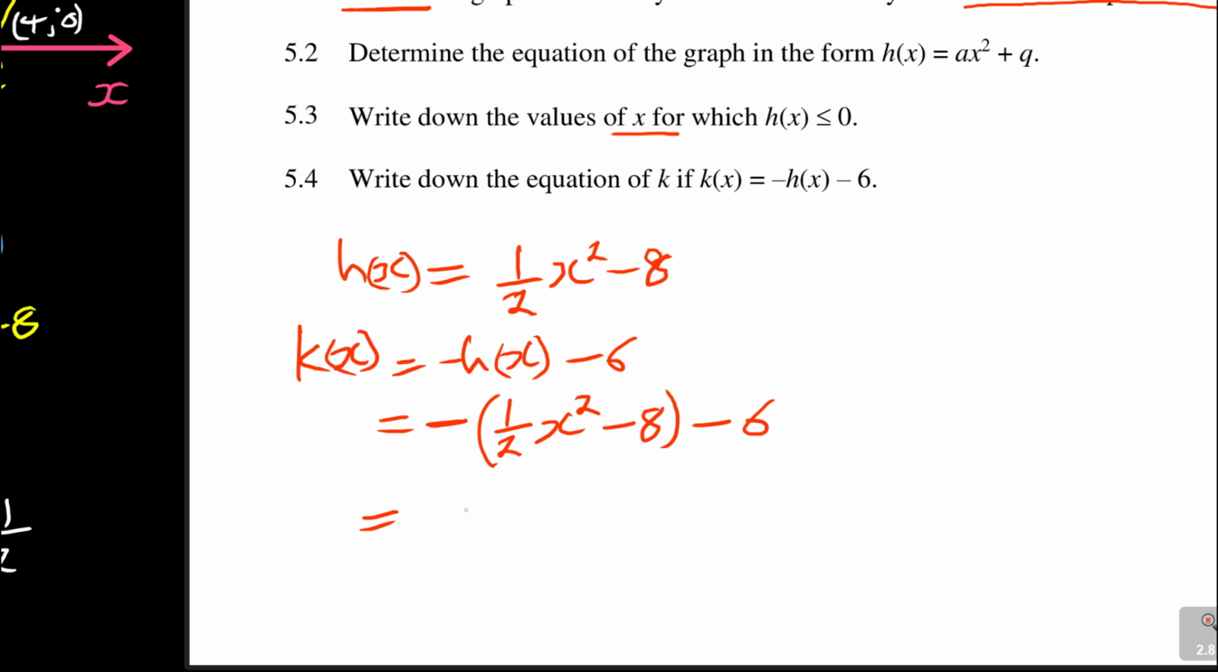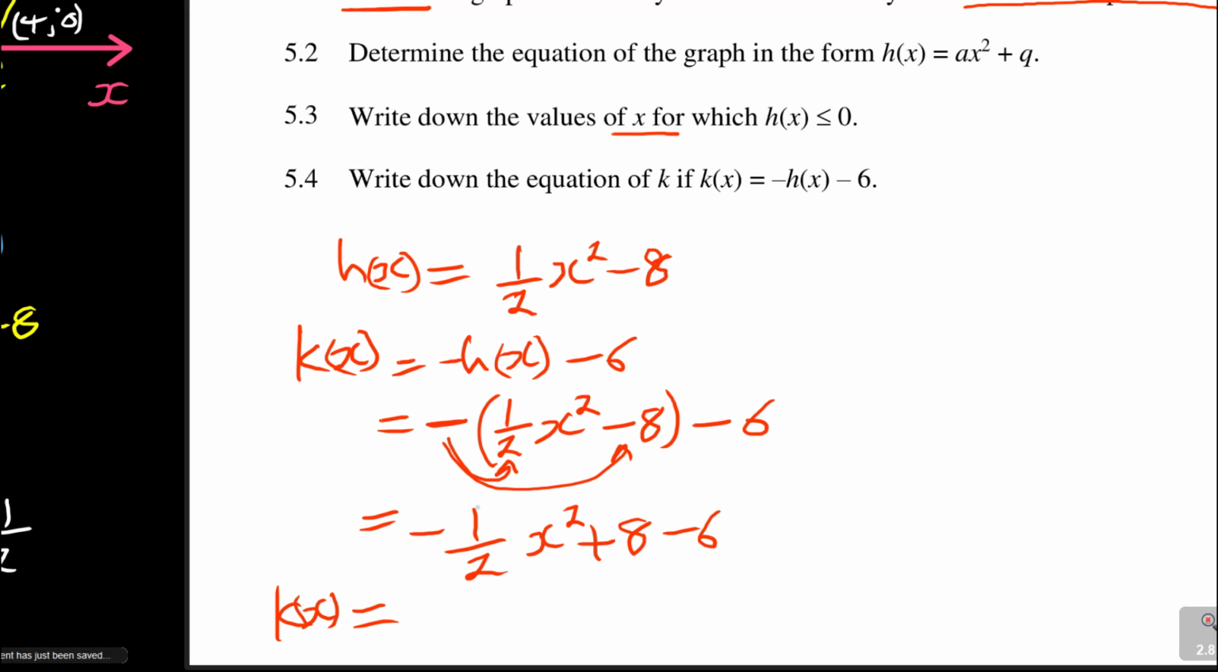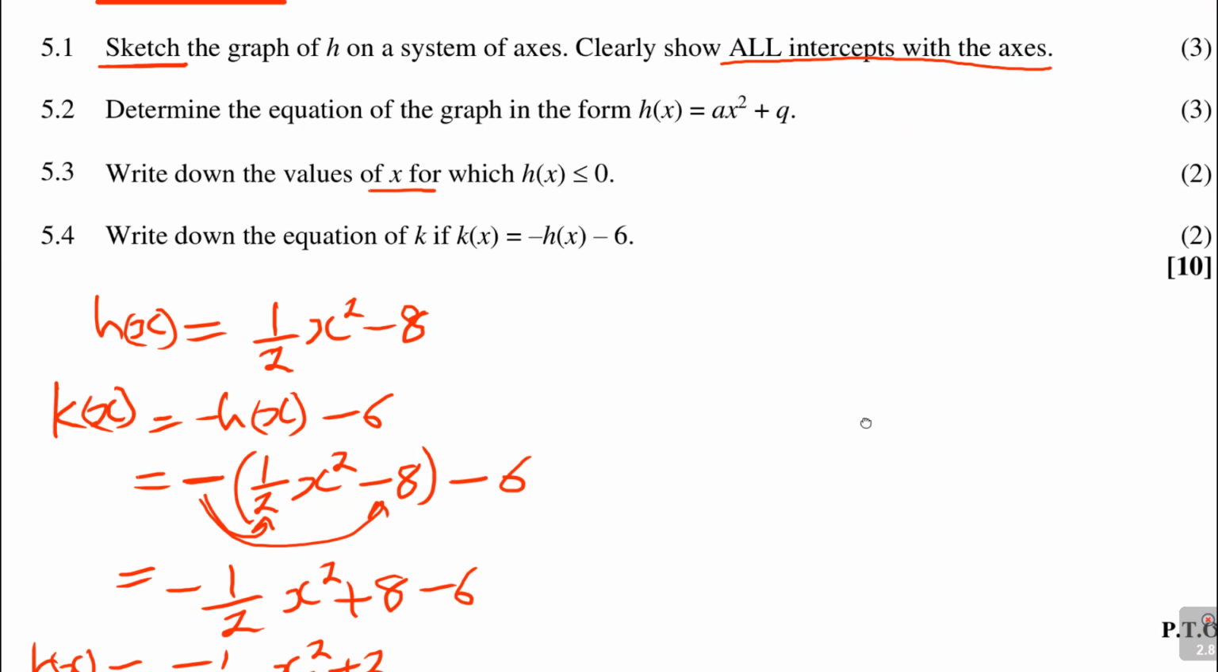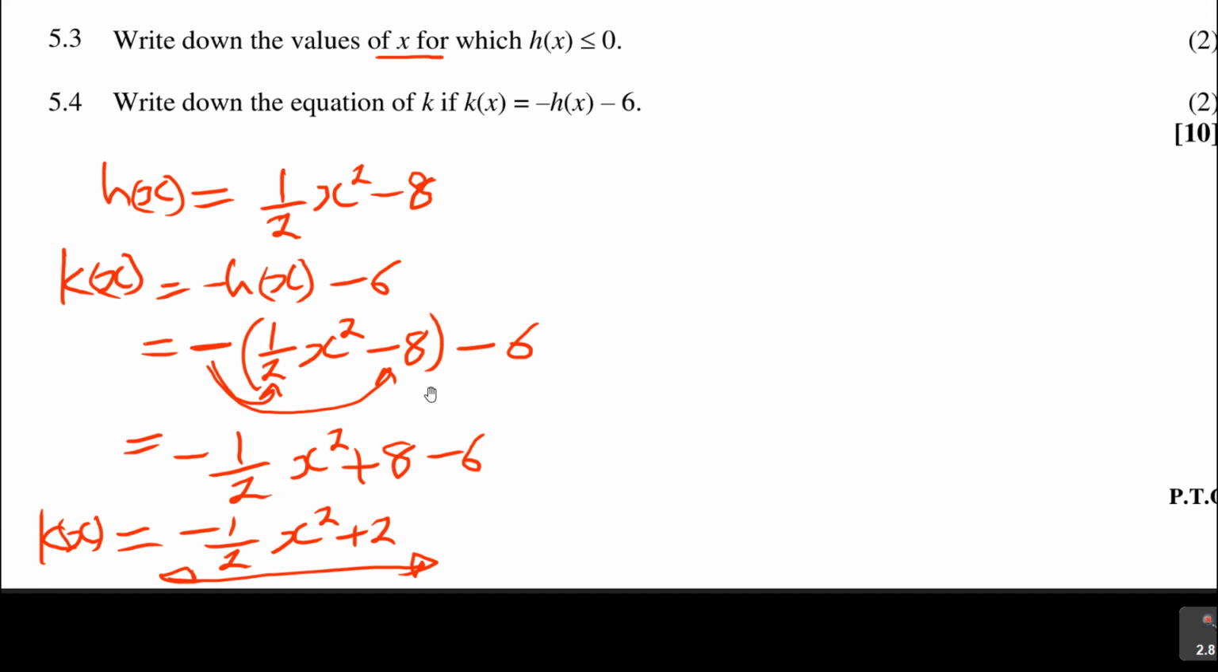So what you have is, open now with this negative. This negative will change there and this negative will change there. So it will be minus 1/2 x squared, negative is positive 8, minus 6, which is equal to k of x. So the trick there was the bracket. It's negative 1/2 x squared plus 2. Then that becomes the equation. Alright, so that's it, guys, and then that becomes your 10 marks on the graphs. I hope this also clarifies some of the questions you're having, but that is that part.